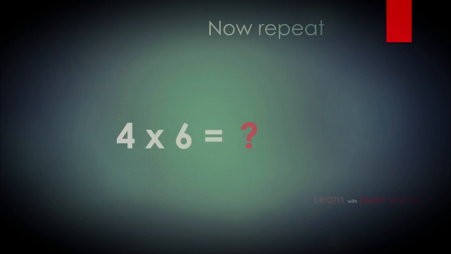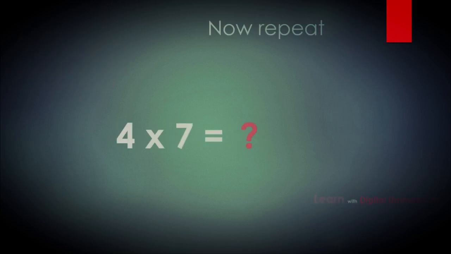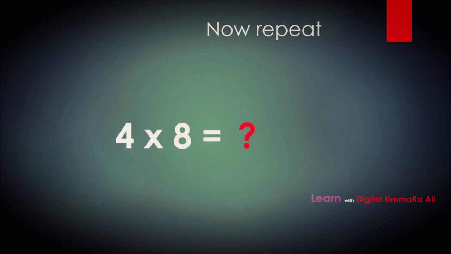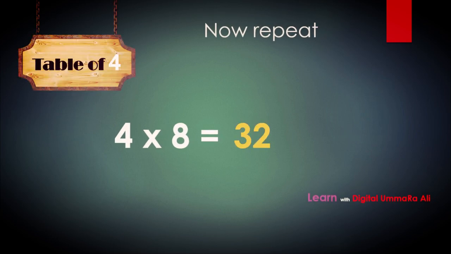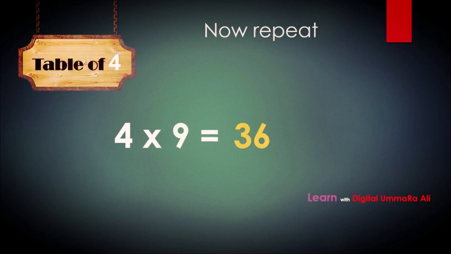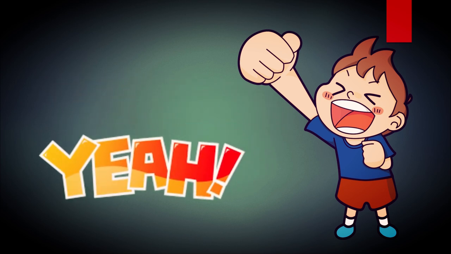4 sixes are 24. 4 sevens are 28. Yay! 4 eights are 32. 4 nines are 36. 4 tens are 40. So simple. Now you have learned the table of 4. Yay!